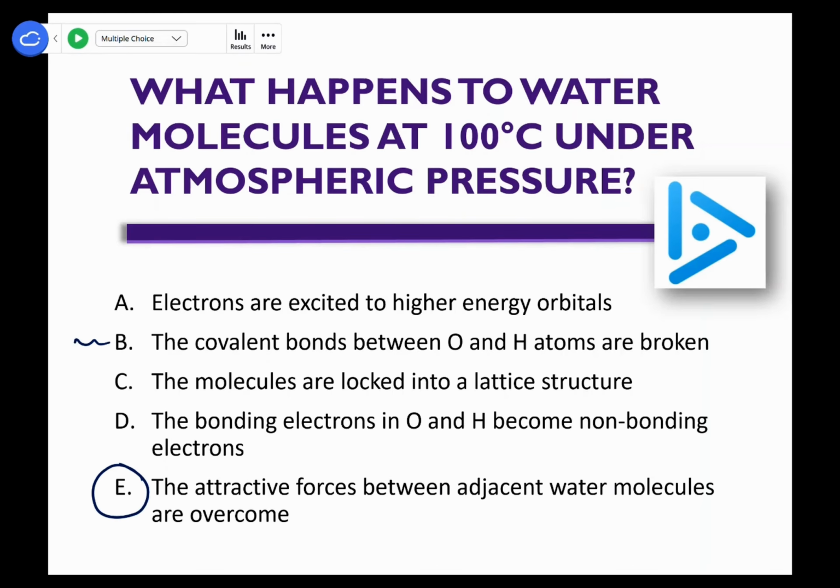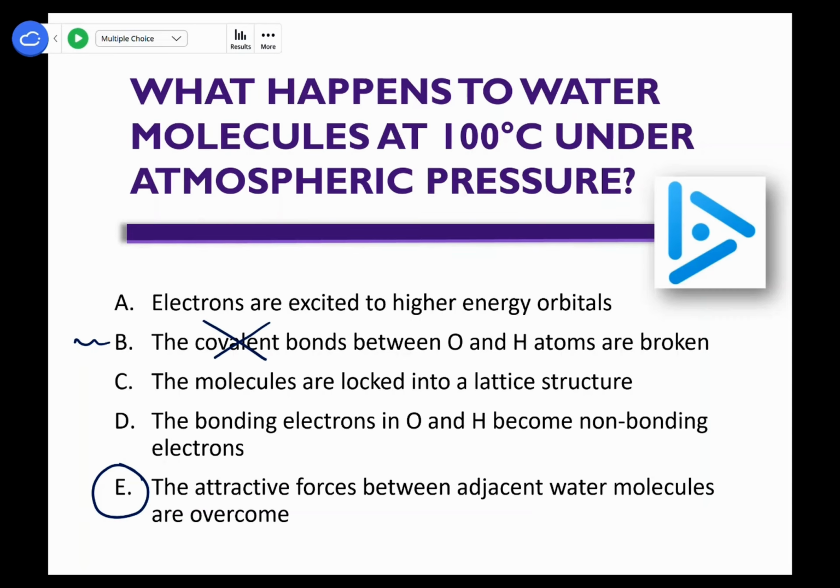Okay, so let's look through these options. If this is a multiple choice test question, how would we figure this one out? Electrons are excited to higher energy orbitals. Well, that's how we have absorption and when they come down, emission, but that's not what's happening when water boils. Covalent bonds between oxygen and hydrogen are broken. This is a very common misconception, and it's not the case.